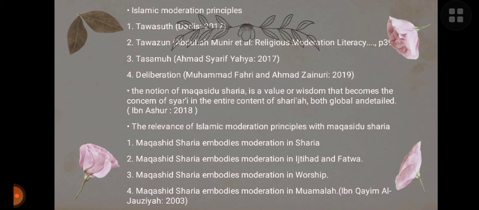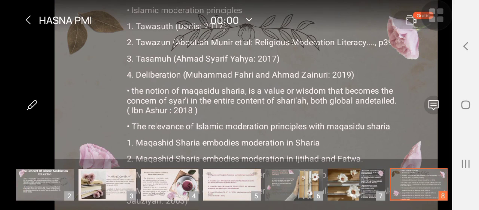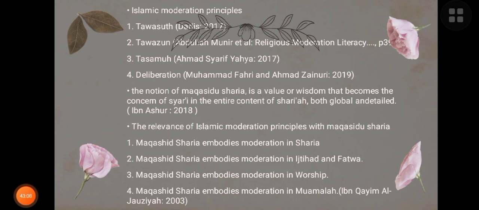Then, for the third point, which is about the relevance of Islamic moderation principle with Maqasid Sharia, there are four. 1. Maqasid Sharia embodies moderation in Sharia. 2. Maqasid Sharia is able to realize moderation in ijtihad and fatwa. If every mujtahid or mufti can properly understand Maqasid Sharia, then the legal products and its ijtihad or fatwa results will realize justice, middle attitude, and moderate proportionalism.